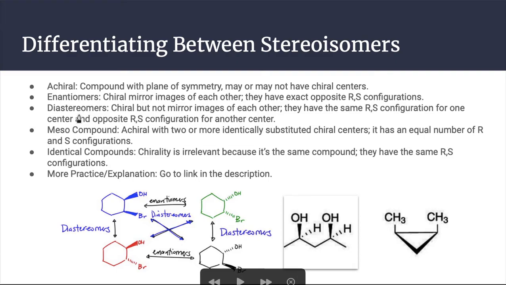Going to diastereomers though, they are still chiral, but they are not mirror images of each other. And their condition is they have the same configuration for one center and the opposite configuration for another. Which also makes sense because if they had the exact opposite, then they would become enantiomers. And if they had the exact same, then they would become identical compounds, which we'll talk about in a minute. So they have to be something in between. That's why they have partially the same and partially different configurations.